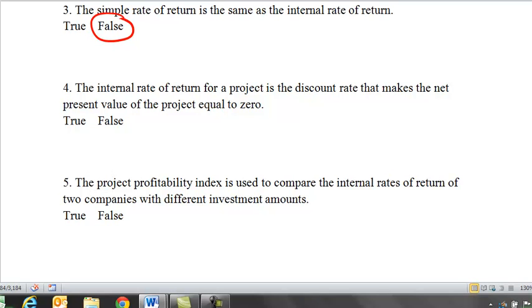The internal rate of return for a project is the discount rate that makes the net present value of the project equal to 0. And that's correct. The Project Profitability Index, or PPI, is used to compare the internal rates of returns of two companies with different investment amounts. And this is true.